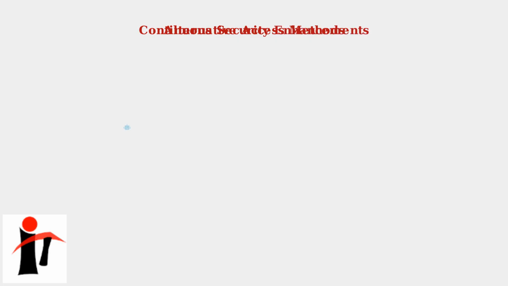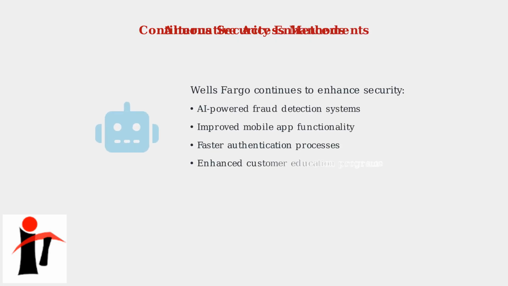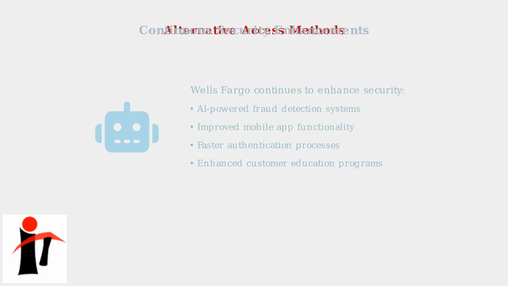Wells Fargo continuously invests in security improvements, including artificial intelligence-powered fraud detection systems, enhanced mobile app functionality, and faster authentication processes. These ongoing enhancements ensure your account information remains secure while improving your banking experience. Whether you choose digital access through the mobile app, phone banking, or in-person branch visits, Wells Fargo provides secure and convenient options to access your account information whenever you need it.